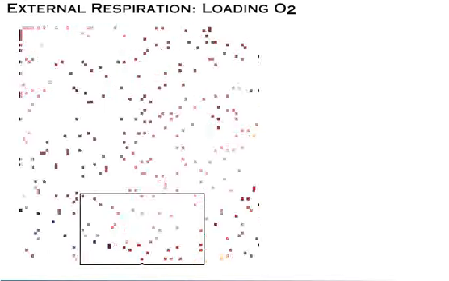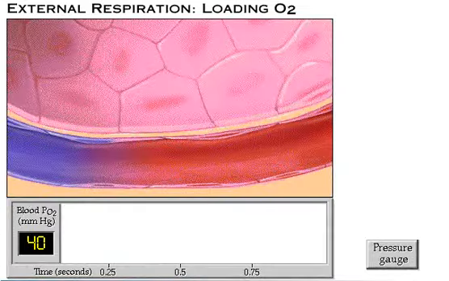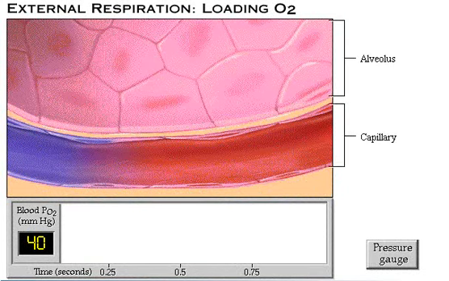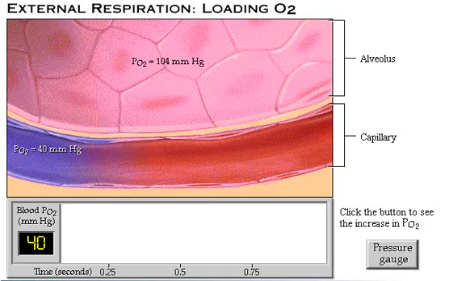Let's first look at the loading of oxygen into the blood. Each alveolus is surrounded by a network of capillaries. Here, for simplicity, we are looking at a portion of one alveolus and one capillary. The PO2 of the alveolar air is 104 millimeters of mercury. At rest, the oxygen-poor blood entering the pulmonary capillaries has a PO2 of 40 millimeters of mercury. Click the button to see the PO2 increase as blood flows past the alveolus.